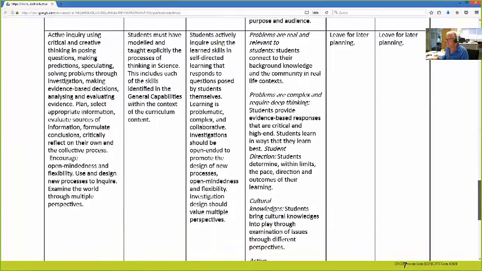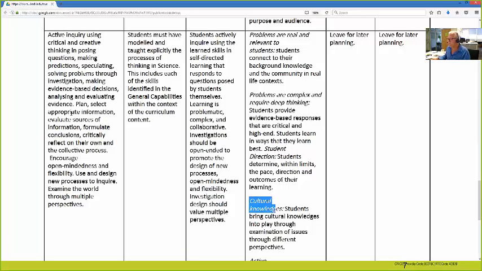So if you haven't had a look at the generic capabilities yet, do, because this will make a lot more sense. It goes through each of the 7 capabilities, and for each of the 7 capabilities it lists different points, like problems are real and relevant. If problems are real and relevant, then you've got active inquiry. If problems are complex and require deep thinking, then you've got active inquiry. If students are determined within limits of the pace, if they're self-determining in terms of what they study, you've got active inquiry. If they're developing cultural knowledges, you've got active inquiry.